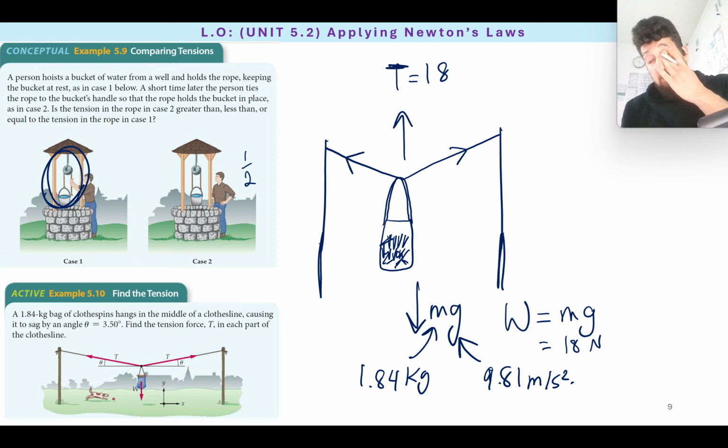Now you might be tempted to say, okay, 18 divided by 2. That's not how it works. You see, it's 18 up, and this is not up, this is to the side. Does it make a difference? Of course it does. How so?